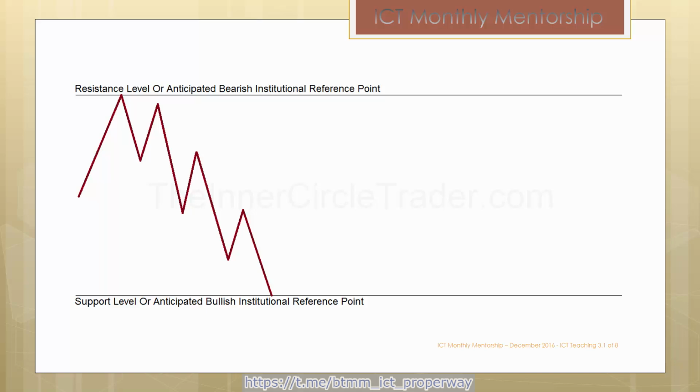As price hits our longer-term support level, or anticipated bullish institutional reference point, which could be an old high, it could be an old low, it could be a bullish order block, many opportunities to frame that idea, but whatever it is that forms your idea for support, this is the objective that you'll be reaching for. As price hits that level, we would be collapsing our trade and moving to the sidelines waiting for new developments.